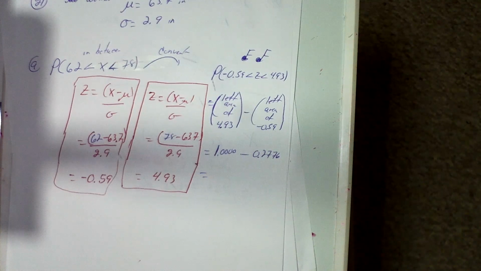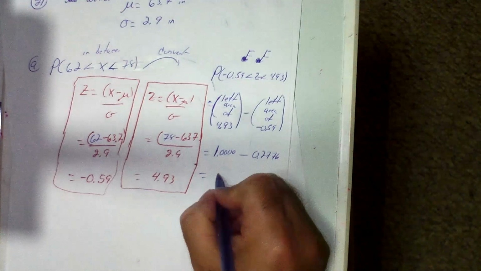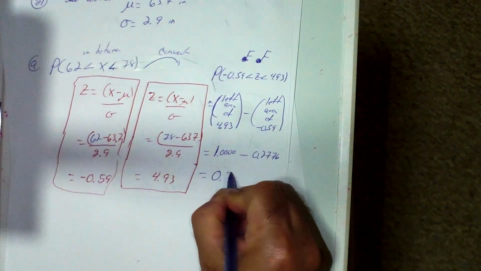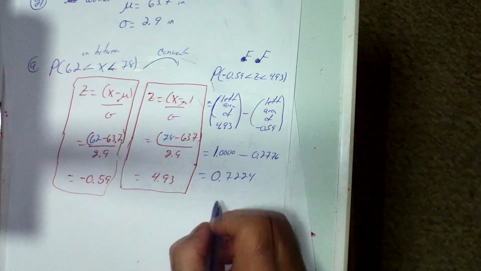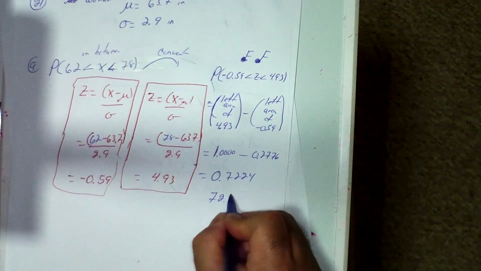Minus 0.2776. All right. My answer is 0.7224. 72.24%.